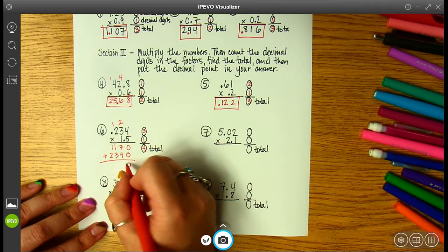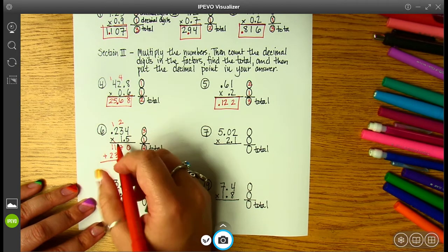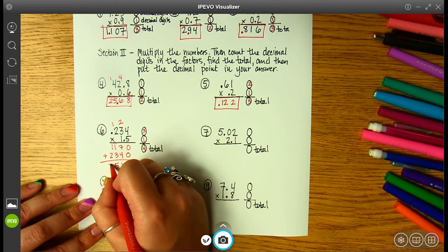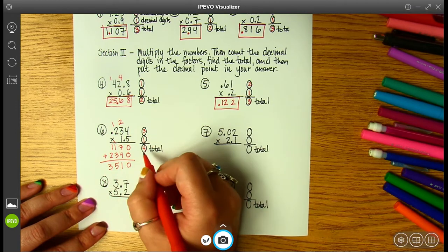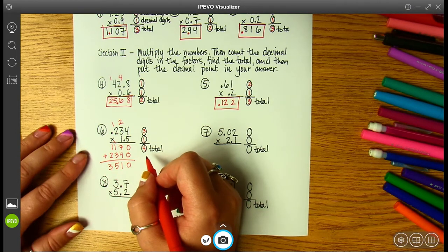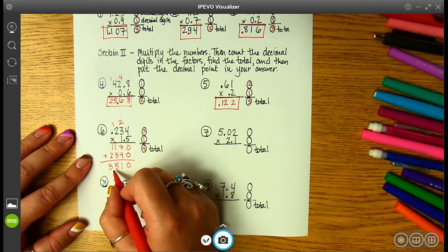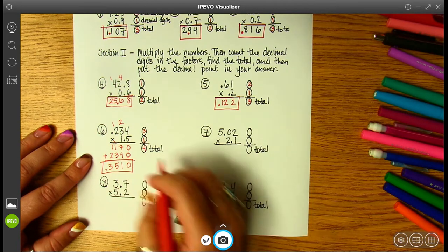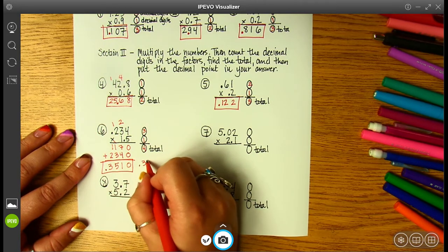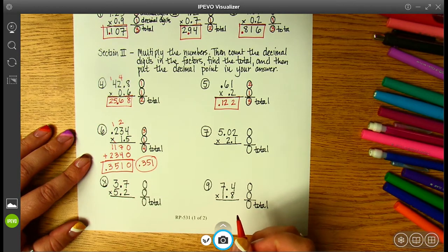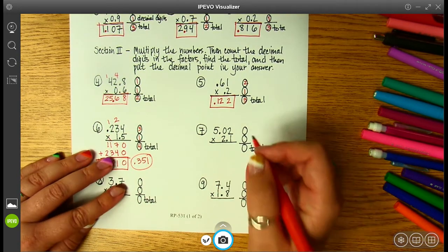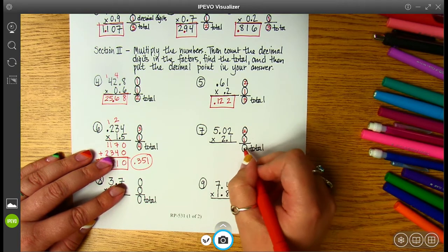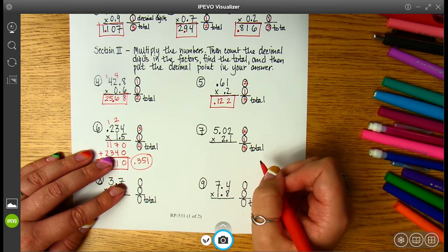Add down, you get 0. 7 and 4 make 11. 1 and 1 is 2. Plus 3 is 5, and 1 and 2 makes 3. Now there's 4 numbers that I need after the decimal. So 1, 2, 3, 4 numbers after the decimal puts me at 0.3510. If you simplify that to 0.351, potato, same thing. Okay. 2 numbers after the decimal, 1 number after the decimal, for a total of 3 numbers after the decimal for my answer when I'm done.